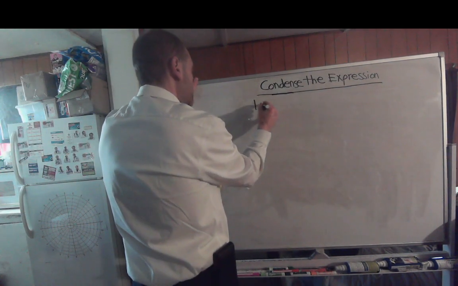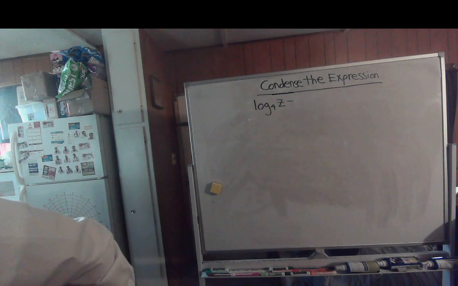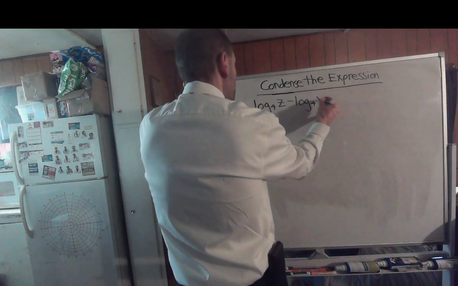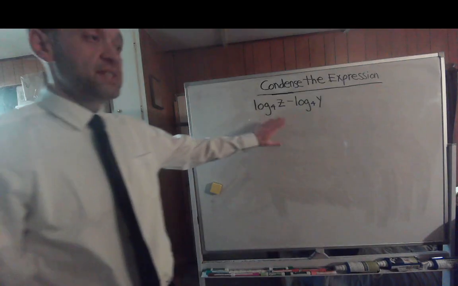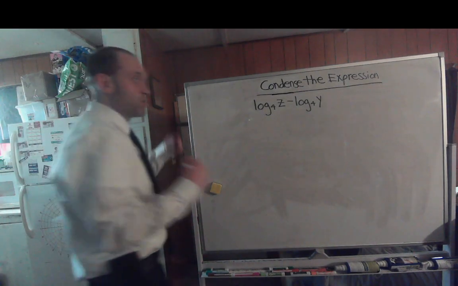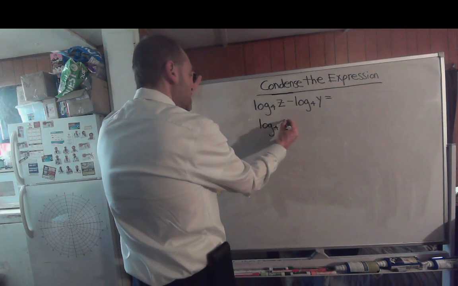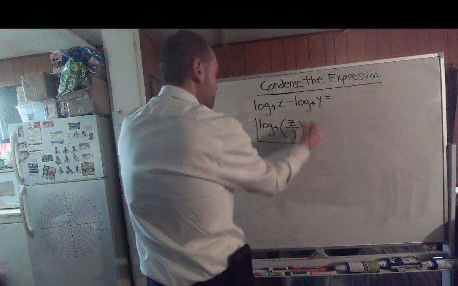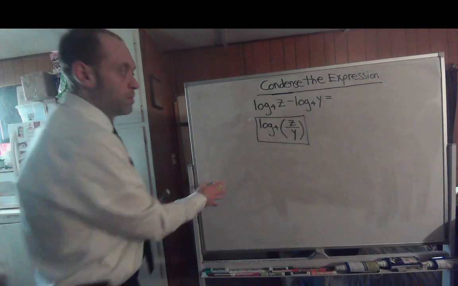Alright, let's see. We have log base 4 of z minus log base 4 of y. Let's get this into one logarithm. So what does a difference of logs relate to? That relates to the quotient rule, right? So we could write this as log base 4 of z divided by y. And that's what you would get. If you want to turn this into one logarithm, you would get the log base 4 of z divided by y.